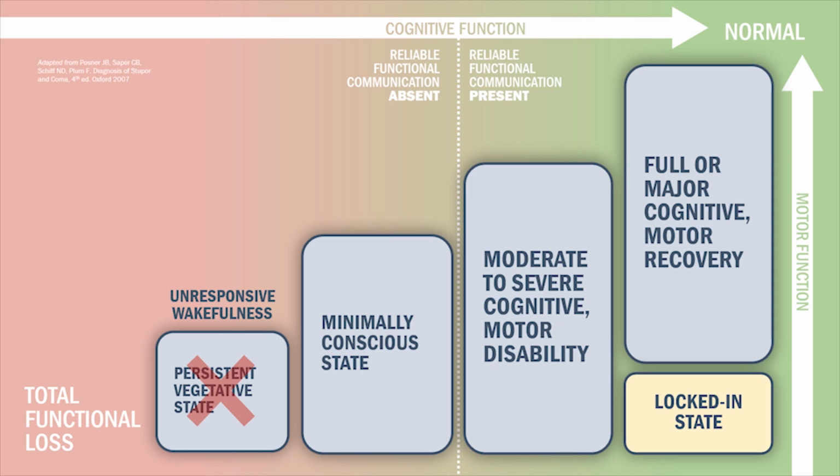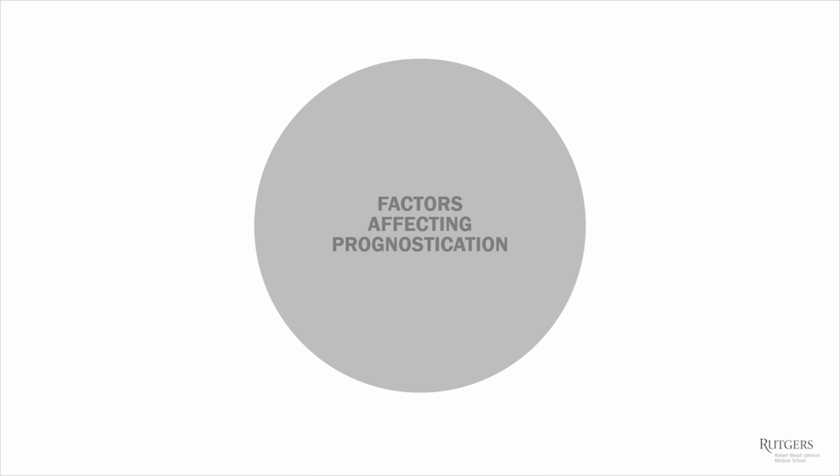Finally, the most dismal outcome is death, brain death in this case. That's absence of brain activity, including brainstem function. We'll talk about the criteria for diagnosing brain death in a moment. There's a lot we don't understand about the injured brain, and making a prognosis can be very difficult.